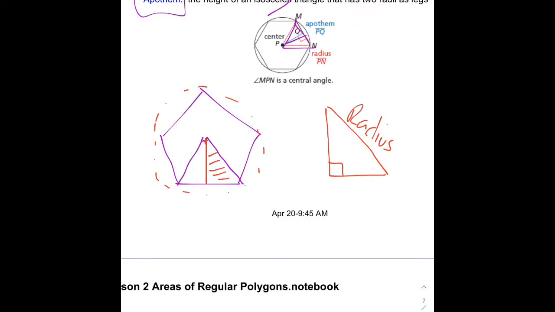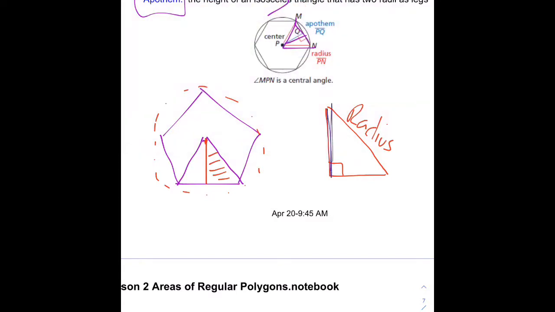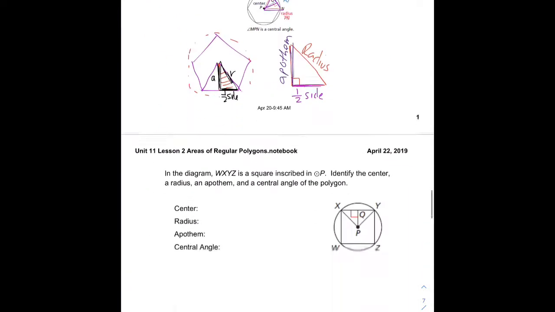This distance that is up and down, this right here is my apothem. And then this distance would be half the side of my polygon. So again, what I did is I just redrew this triangle over here to the right. So this is my apothem, this is my radius, and this is half of your side. That is ultimately what is really going to save you today. All right, here we go.